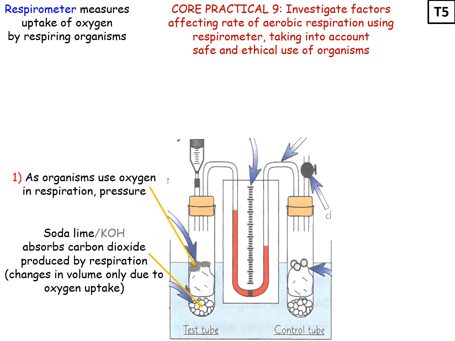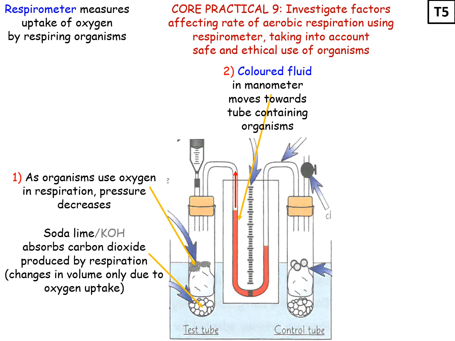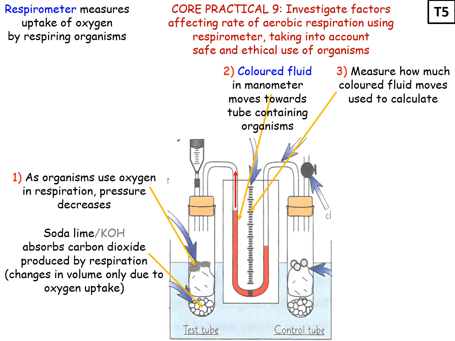As organisms use oxygen in respiration, the pressure decreases, and this can be seen in the manometer, which has a colored fluid, and that colored fluid then moves towards the tube containing the organisms that respire. The rate of movement of the liquid can then be measured on the scale, and that measure of how much colored fluid moves can be used to calculate the intake of oxygen per minute. So an example of the unit would be centimeter cubed per minute.